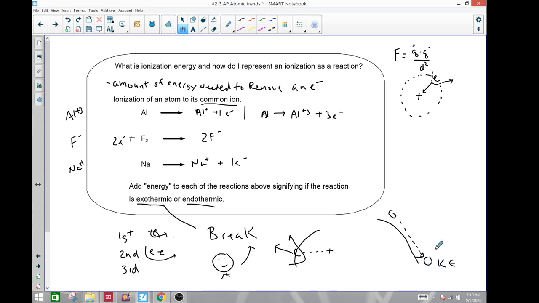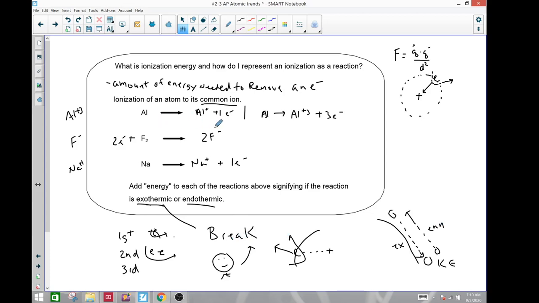Now you got to take that ball and lift it back up the hill. Now you're giving it energy. This would be an example of exothermic. This would be an example of endothermic. Okay, so where are we breaking? Anytime we remove an electron, we're breaking an attraction.